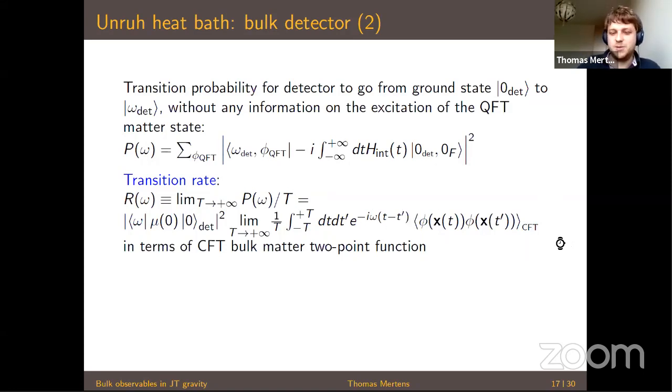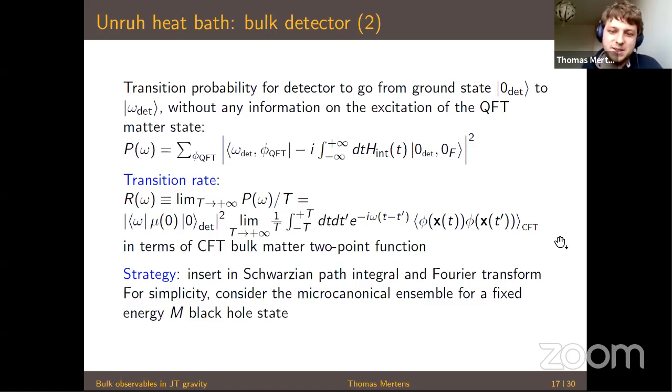And now we immediately see what I'm trying to do. We have the bulk matter CFT 2-point function here, and we have already computed it in the previous slides. So we'll just insert this again in the Schwarzschild path integral, and then Fourier transform the results to get to this transition rate, but now including all of these quantum gravitational effects that the Schwarzschild theory is encoding.